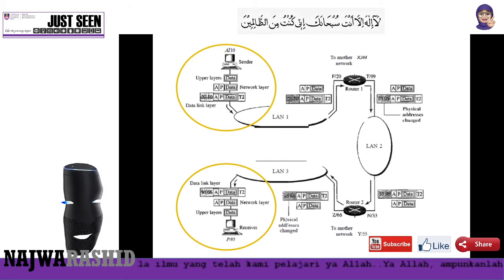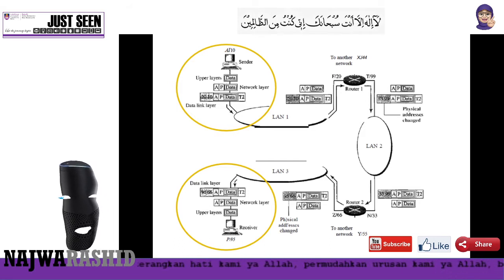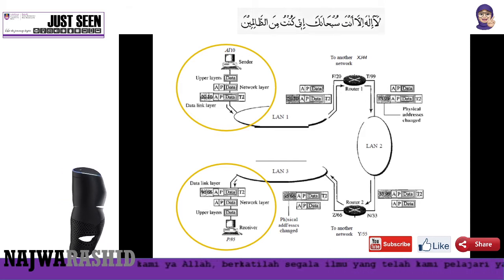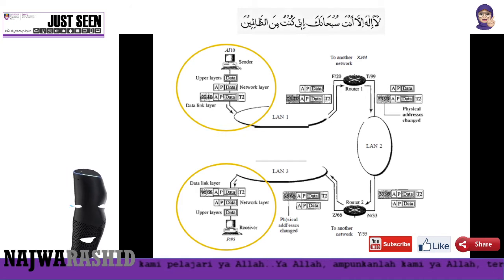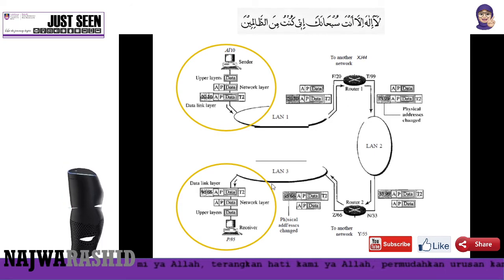So look at this example. We have computers connected through the network. We have three LANs connected together: LAN 1, LAN 2 and LAN 3. In this case, we have a PC A that wants to send data to a PC P. This one is the sender and this one is the receiver. The communication must go through LAN 1, LAN 2 and LAN 3.